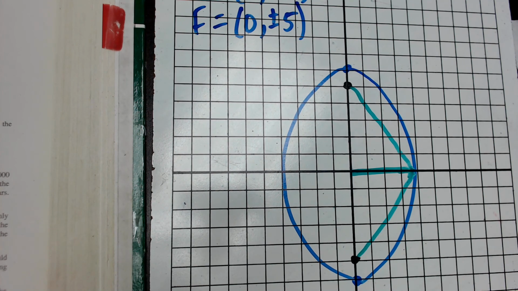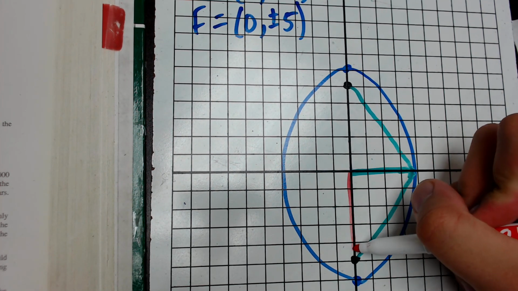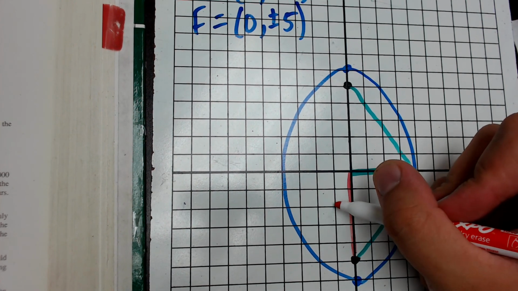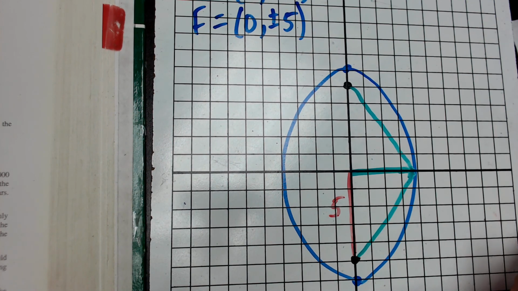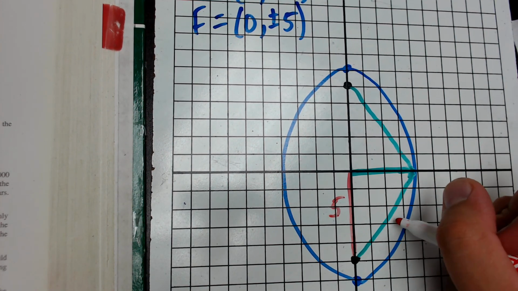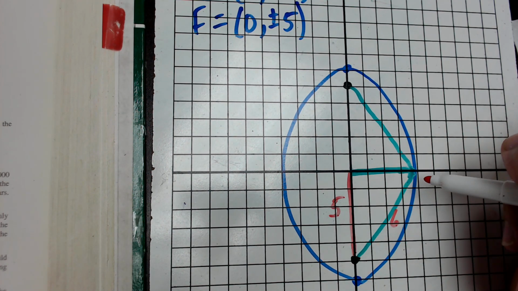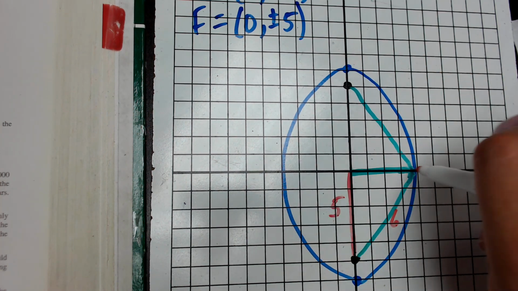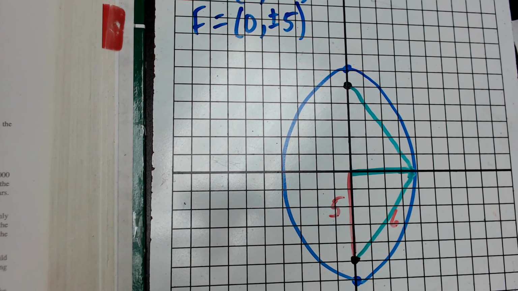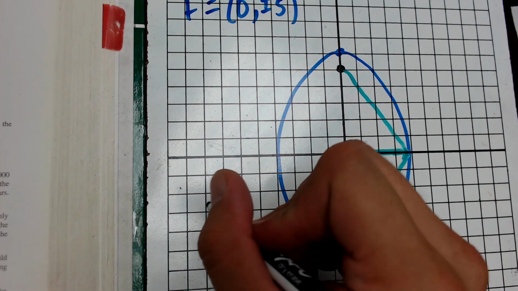So if I know the location of the focal points, I know the distance from the origin to the focus. So this red line is going to be 5, obviously. The hypotenuse is going to be the major axis divided by 2, so 6. So the hypotenuse is 6. Now all I have to do is find this B side of the triangle, and then I know the x value or the location of my other vertices, which will help me find the equation of the ellipse. So I just do good old Pythagorean theorem again.